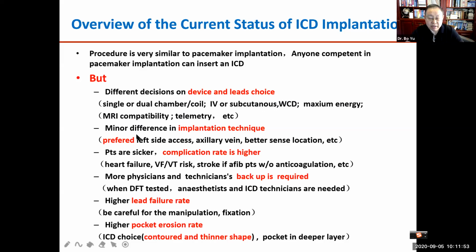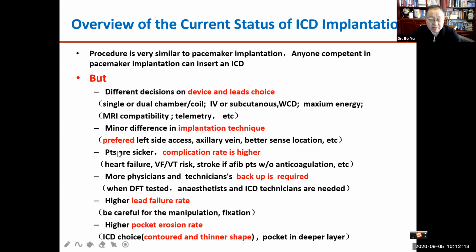Another thing you should think about is the implantation technique, which is different from pacemakers. When implanting an ICD, you may prefer the left side and using axillary veins. And also, we want to have a better sense of the locations.